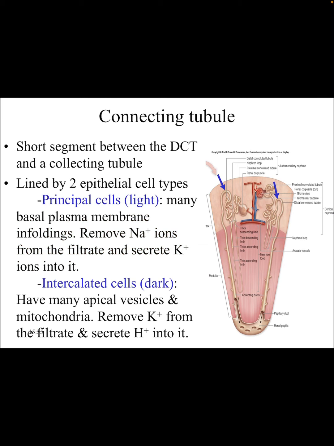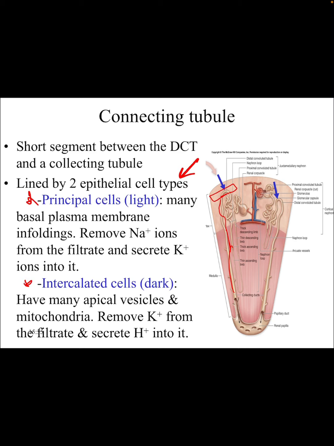The last portion from the proximal convoluted tubule, or from the nephron, see this area here? This area here we call the connecting tubules. From the name, they connect the nephron with the collecting duct. Usually the lining is simple cuboidal epithelium. We have two types of cuboidal epithelium.